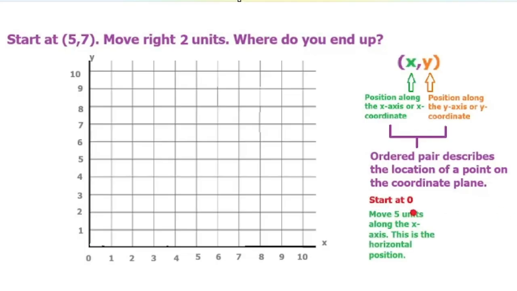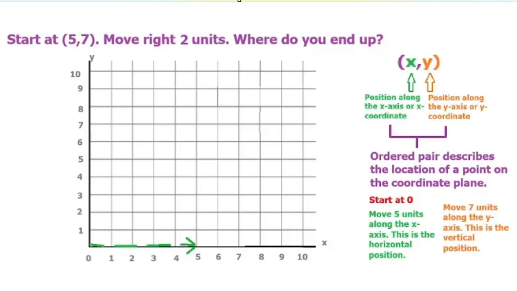So we start at 0. We move 5 units along the x-axis. This is the horizontal position, right? We know we move 5 because it tells us 5. And we know the 5 is the x, right? So let's do that. So we draw an arrow. We start at the origin. We go along till we hit 5 on the x, and then we stop.